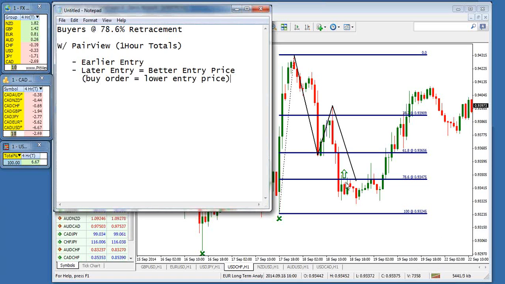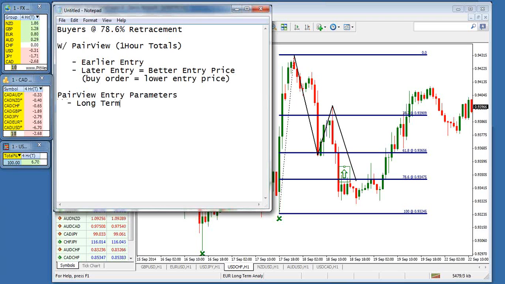Remember, we're still looking to buy low and sell high in these markets. So when I say lower entry price, the parameters that I use on the 1-hour chart for pair view, the parameters for entry, let me just go ahead and list these out.